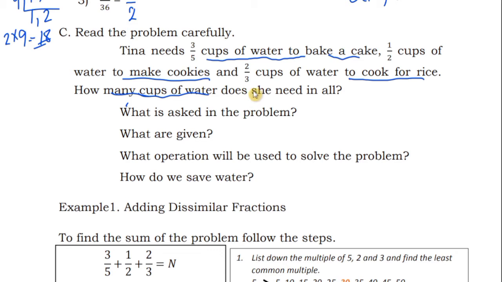Cooking, for working for cake, the cookies, as well as the rice. So what operation do we need for this? In order for us to identify how many cups, we have to make use of the operation addition.